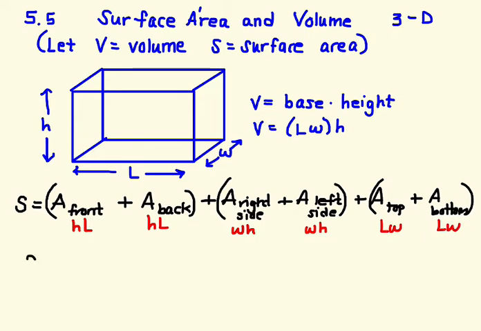So the surface area of this entire thing, since the front and back are the same, would be 2 times the height times the length, plus the two sides are the same, so 2 times the width times the height, plus the top and bottom are the same, 2 times the length times the width. So there we have it, and we highlight it. This is the surface area of a rectangular solid, and this is the volume of a rectangular solid. So that's our first 3D object, surface area and volume. We're just going to keep going through these, okay?